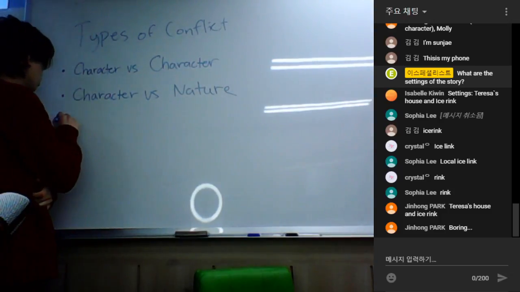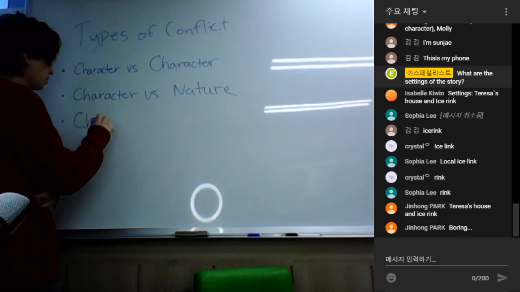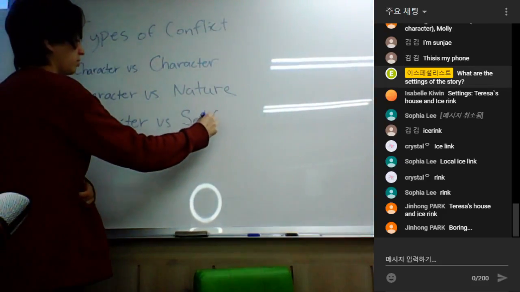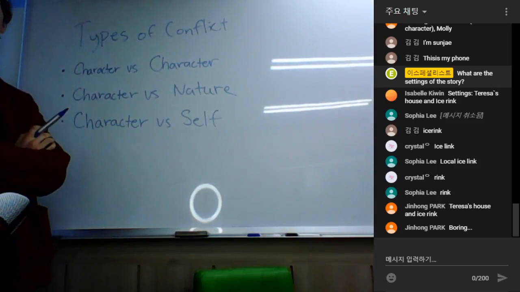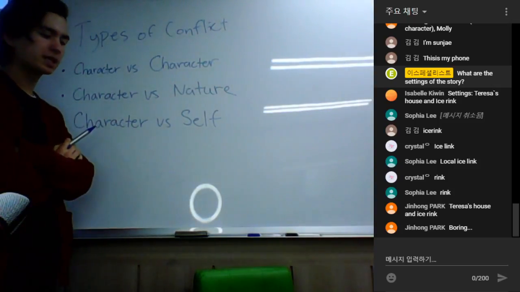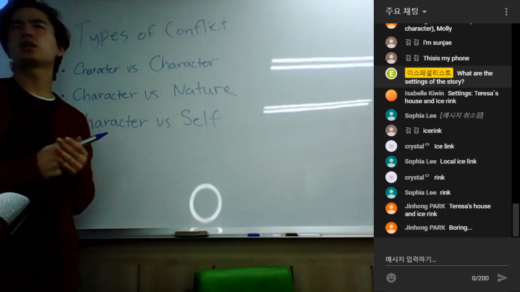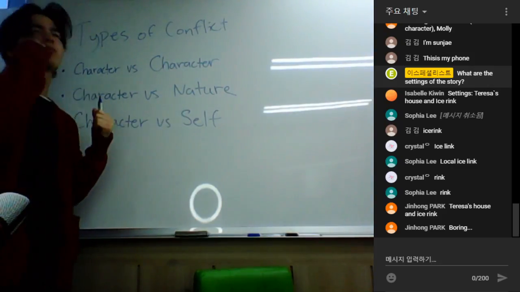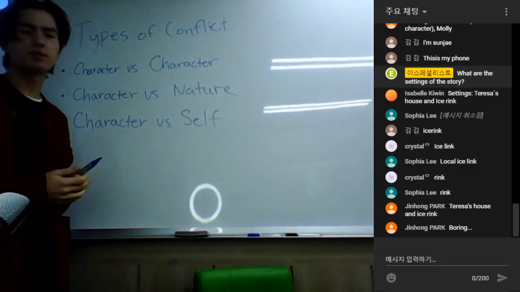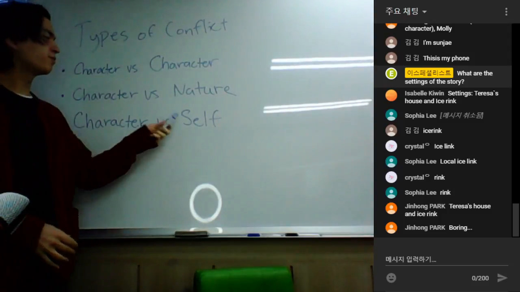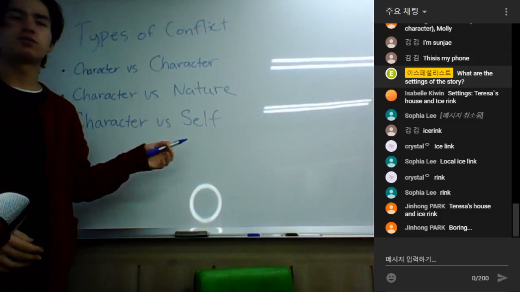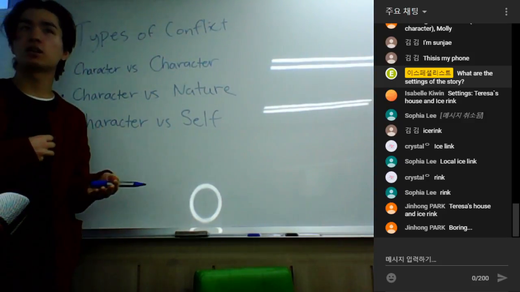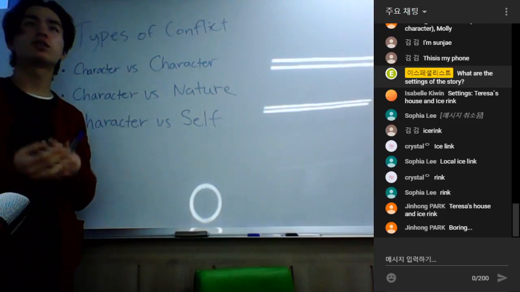This is a very important one. Character versus self. This is a really big and important kind of conflict, right? The character is fighting with themselves. Now you might be wondering at first reading this, what does that mean, character versus themselves? They're fighting themselves? That doesn't make any sense, right? No, it can be something like fear is character versus self. Like, my fear is inside of me. The problem is that I'm scared. I have to fix that, right? That's character versus self.